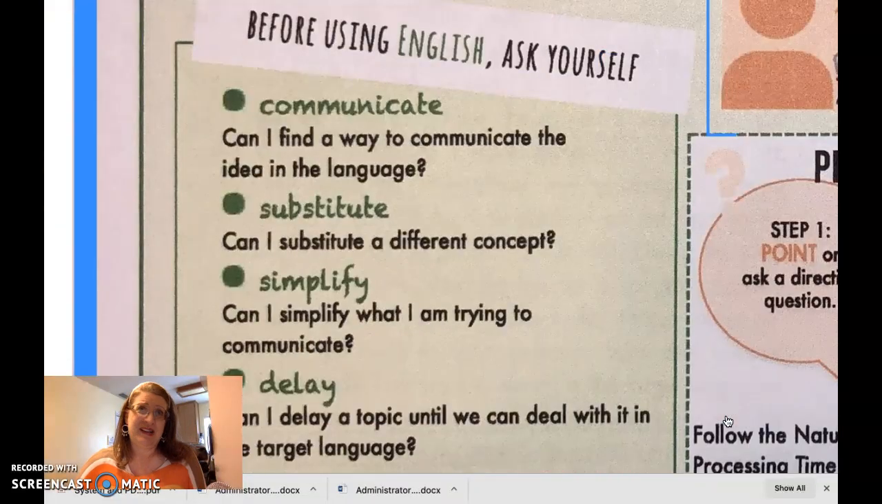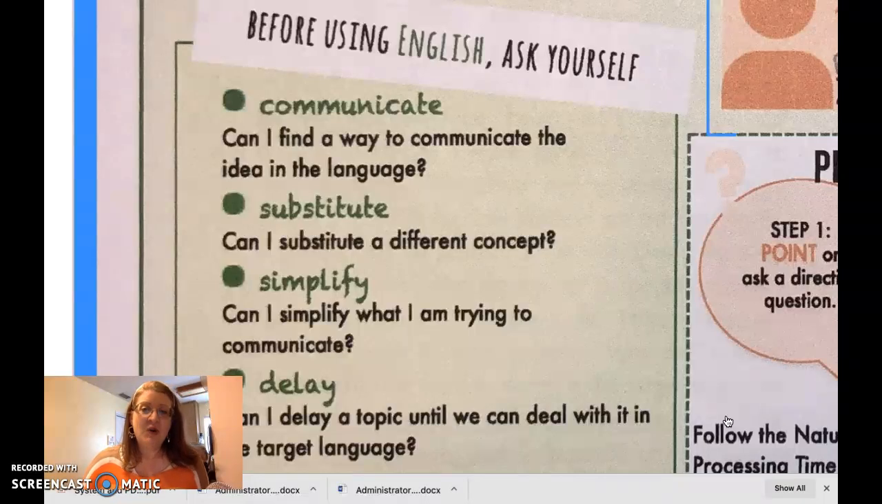So that brings us back to English. As I said earlier, we strive for at least 90% target language use. That does leave a 10% window for using English, but we need to be really strategic about how and when and why we are using English and what that English looks like.